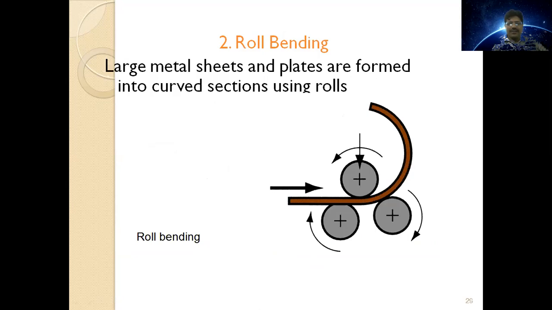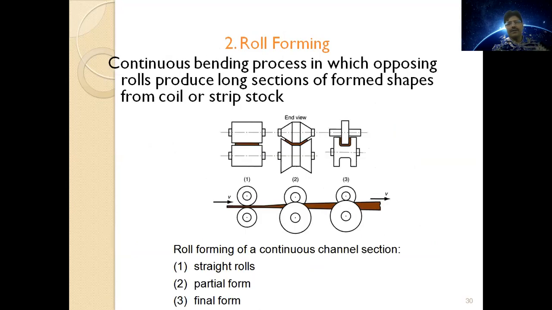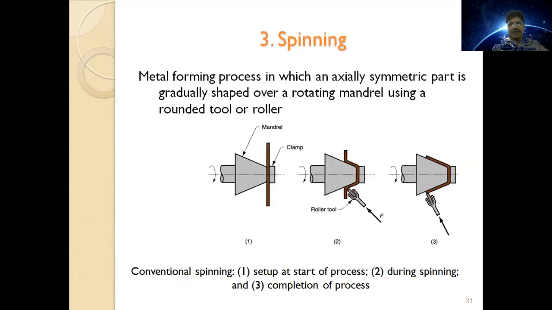Now roll bending. We have earlier seen the rolling processes, and these rolling processes are also used for circular bending of sheets. For example, if we have to make cylindrical tanks, we need this process of roll bending. Then roll forming is used to give different types of shapes to the sheets. Then spinning is the process by which a tawa is made.